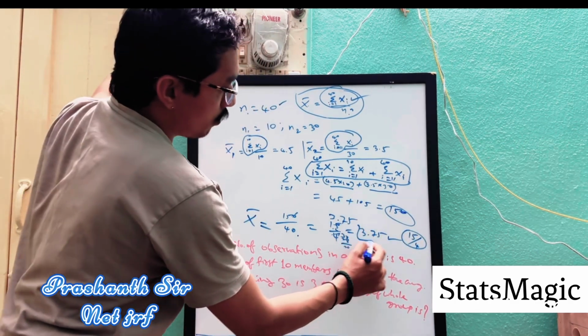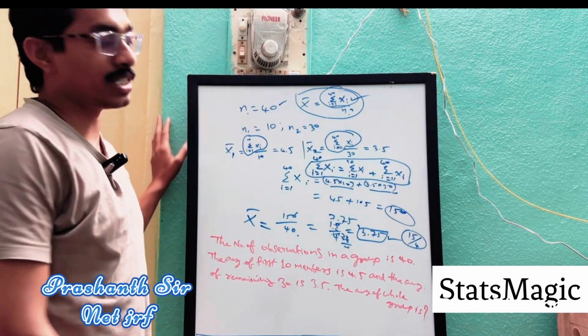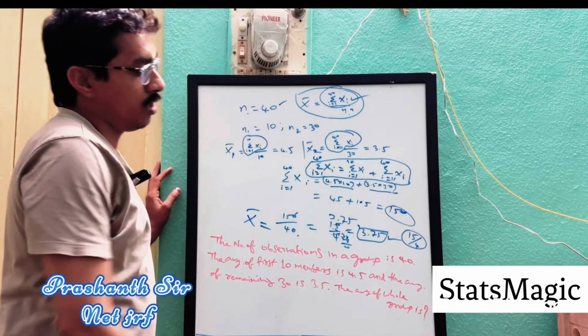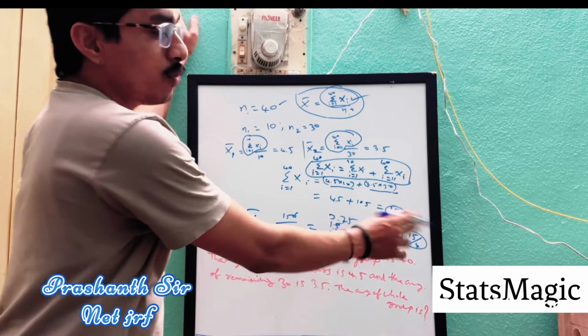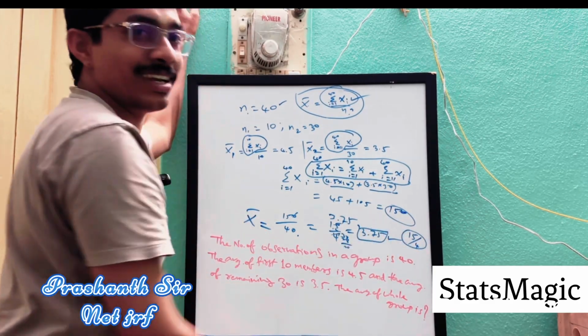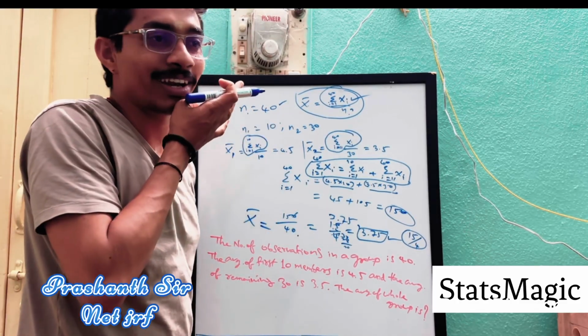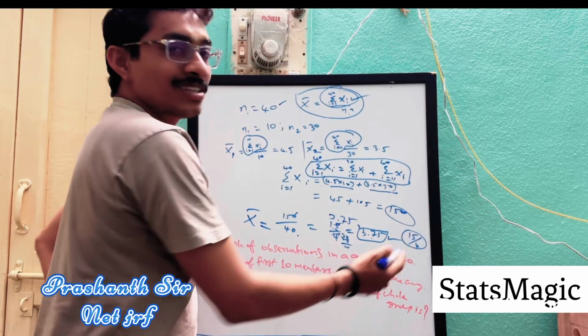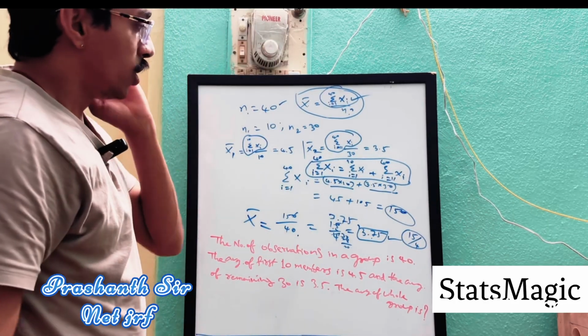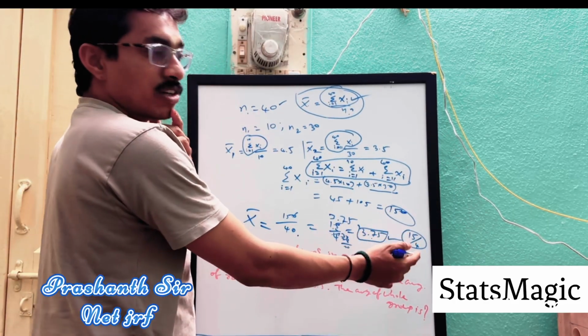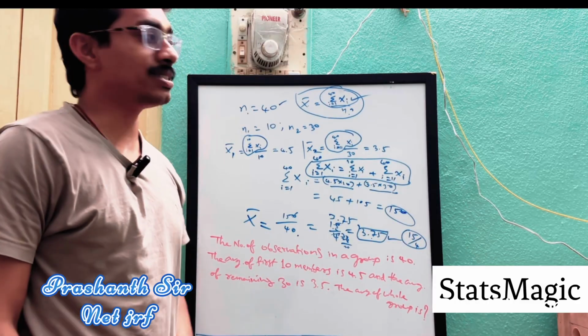So they may give 3.75 or they may give 15 by 4. If they give 15 by 4, that is the answer. Or if they give 3.75, that is the answer. Both they won't give, with 15 by 4 in one option and 3.75 in another. If they give like that, that means they gave it wrongly. You put either one, both will be right. Sometimes they'll give 3.75 or sometimes 15 by 4. That is the question.